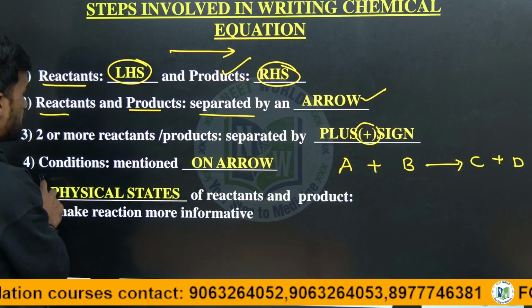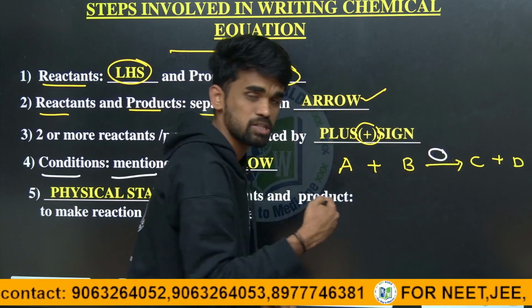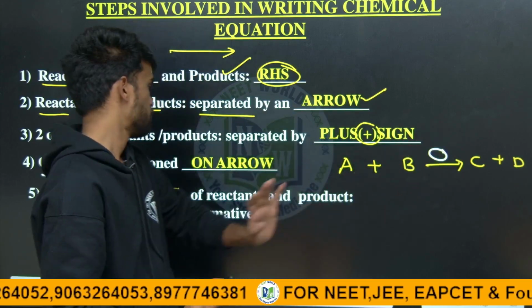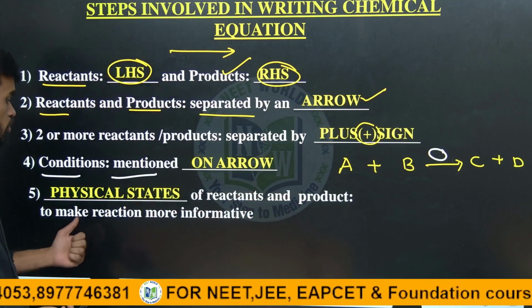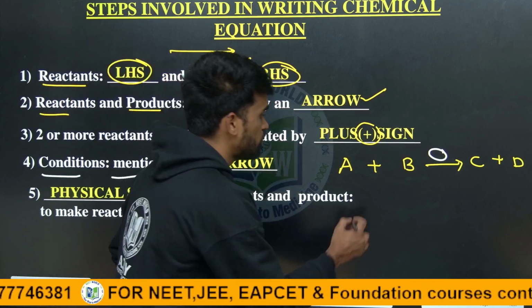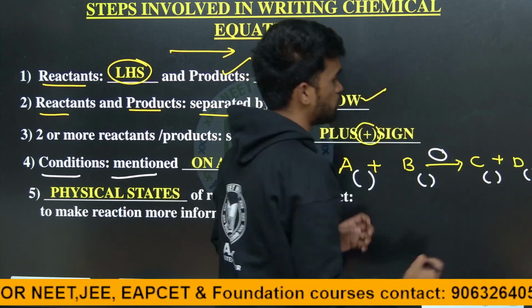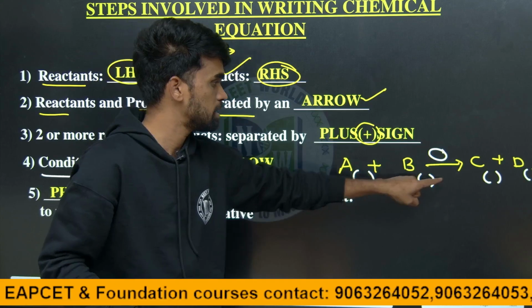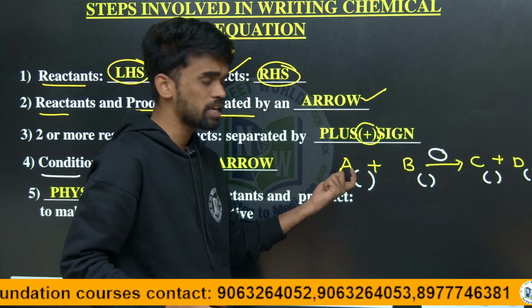The next thing is where the condition should be mentioned. If any specific temperature is there, you can represent it on the arrow mark. The next is physical state. We have to represent the physical state of reactants and products to make the reaction more informative and give more information about this particular chemical reaction. You can represent it at the bottom of their respective chemical substances.